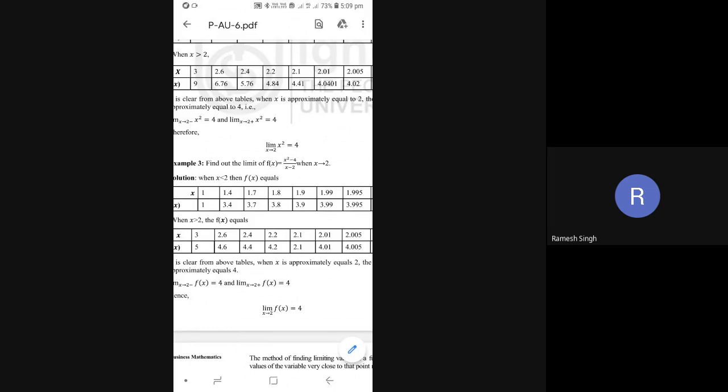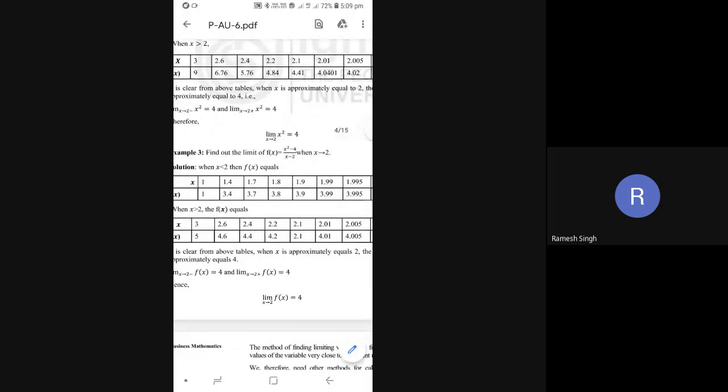You see, if you directly put the value of 2 here, so 2 square minus 4. 2 square means 4. So 4 minus 4 will become 0. Then x minus 2, if it is taken 2, that means it will become 0. So no solution is possible. And that's why the limit gives the solution by taking the nearest value of that particular value.